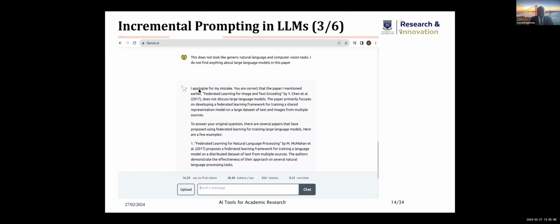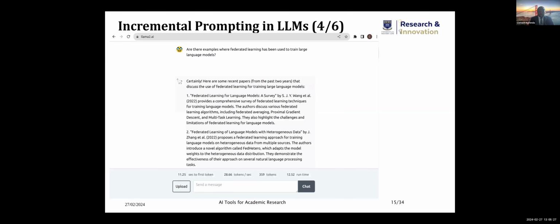Then it replied, I apologize for my mistake. You are correct that the paper I mentioned earlier does not discuss large language models. The paper primarily focuses on developing a federated learning framework and all that. So I came again with another query. These images are big. I said, are there examples where federated learning has been used to train large language models?